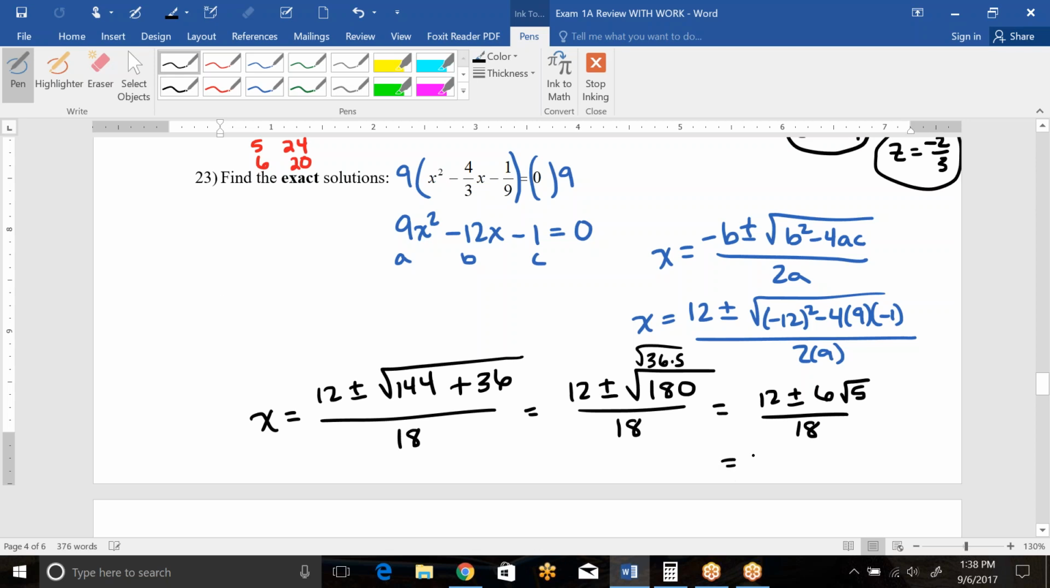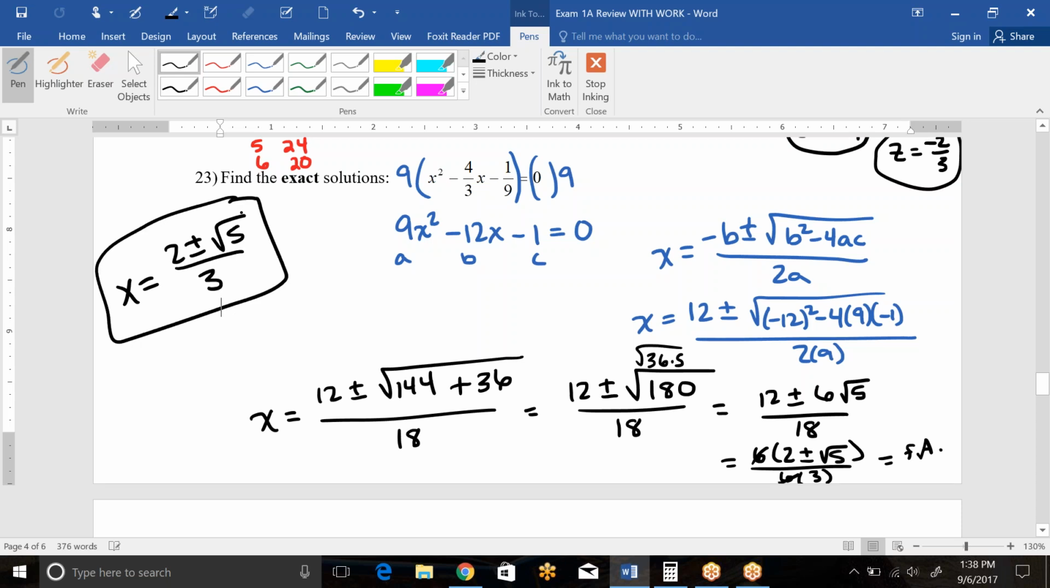So we pull out a 6 on top. So that would be 2 plus or minus 1 square root of 5, so just square root of 5, over 6 times 3. Now it's reduced. So I'm going to write my final answer on top of here. So x equals 2 plus or minus square root of 5 all over 3. And that is exact because that has not been turned into a decimal.